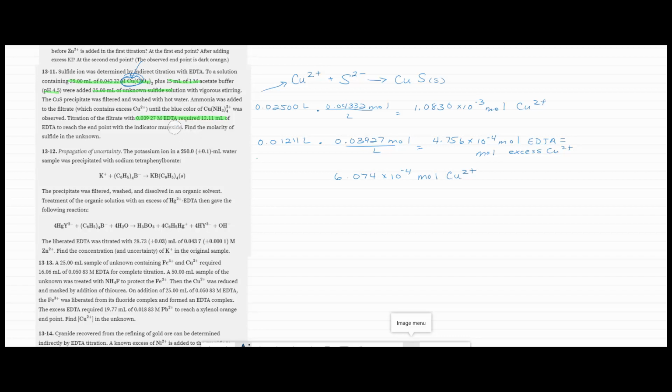Titration required, find the molarity of the sulfide. Well, now we need this equation here. It's a 1-to-1 equation. So moles of copper 2 are going to be equal to the moles of the sulfide. But we need the molarity. And because we need the molarity, we need the volume of the unknown. So 0.025 liters. And I get a molarity of 0.02430 capital M molar.